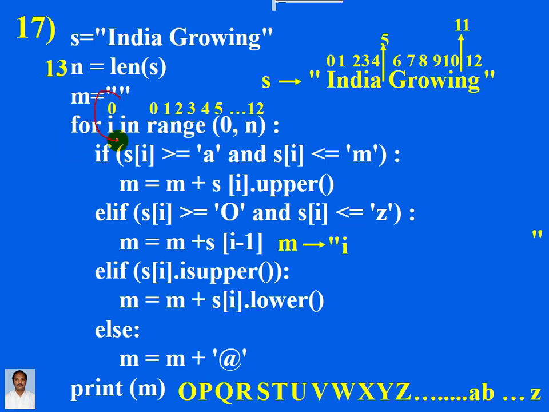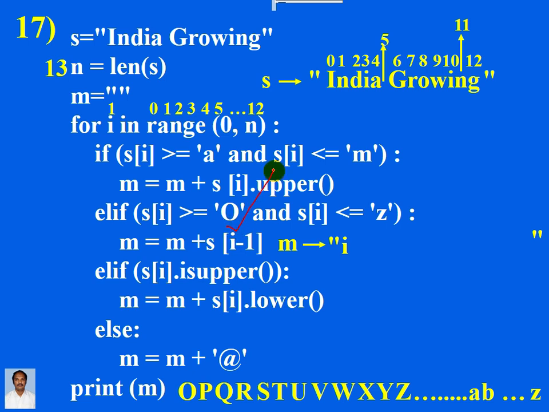I takes the next integer in the range, 1. S of 1, small n. Small n, is it between A and M? No. Condition wrong, so control comes to else part. Small n, is it between capital O and small z? Yes. These are the characters between capital O and small z, and small n will appear here. So this condition true, this will be executed.